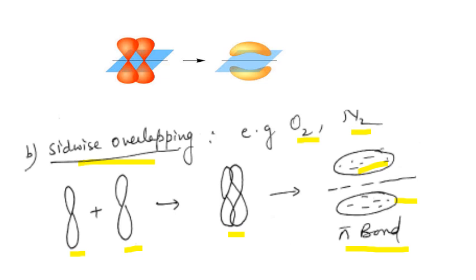So here also you can see the electron density above and below the internuclear axis, and this type of bond is called the pi bond. The pi bond is always formed along with the sigma bond. Understood? It doesn't form alone, it forms with the sigma bond.